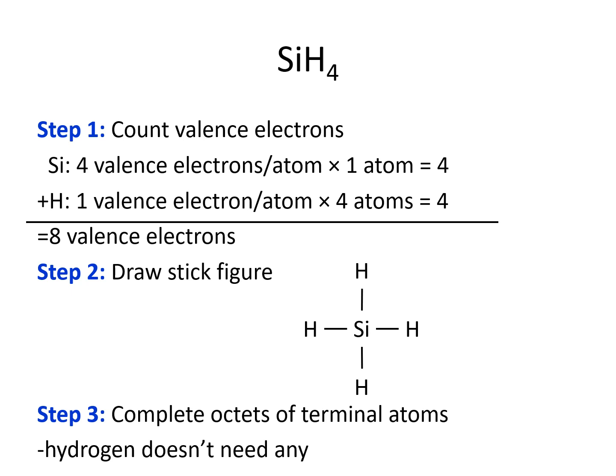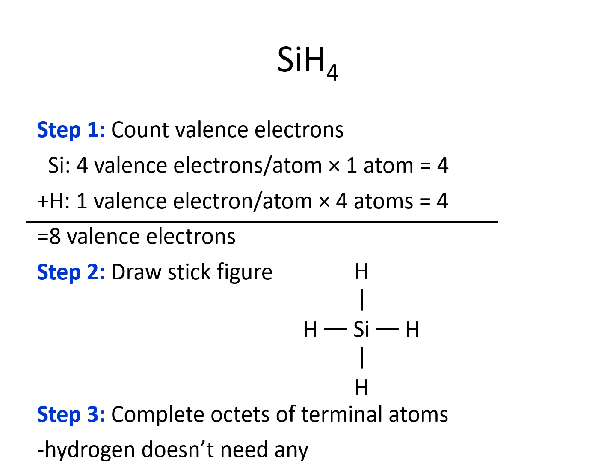Let's look at an example. For SiH4, first we count the valence electrons. Silicon is in group 4A, so it has 4 valence electrons. Hydrogen is in group 1A, so it has 1 valence electron. There are 4 hydrogens, so there are 4 valence electrons from the hydrogens. 4 plus 4 gives us 8 electrons in our shared pot.